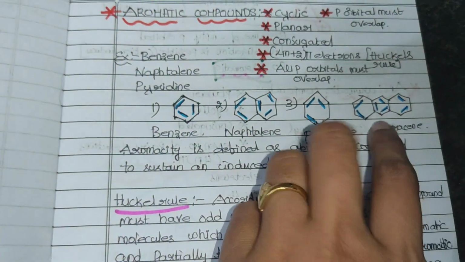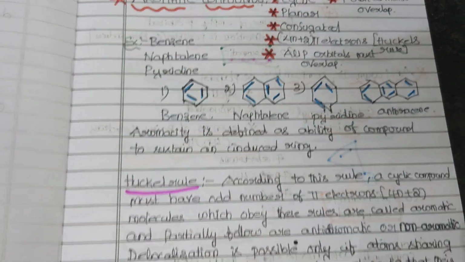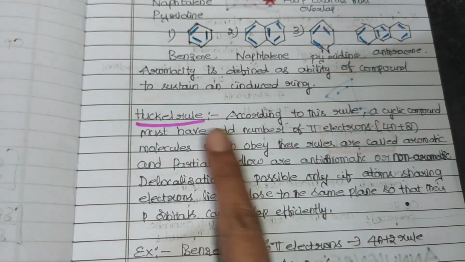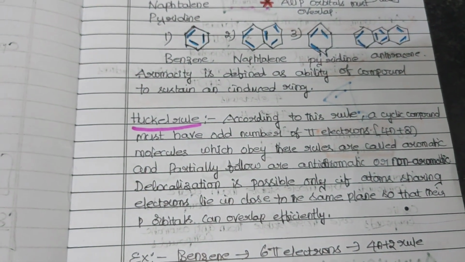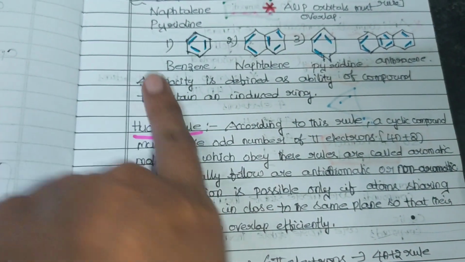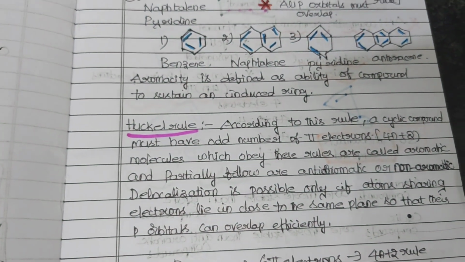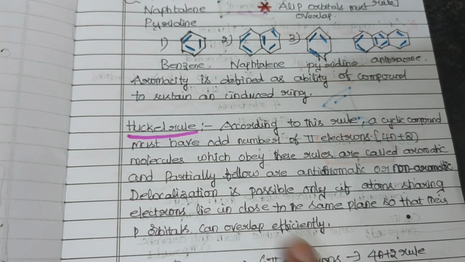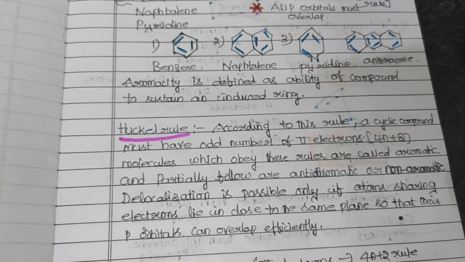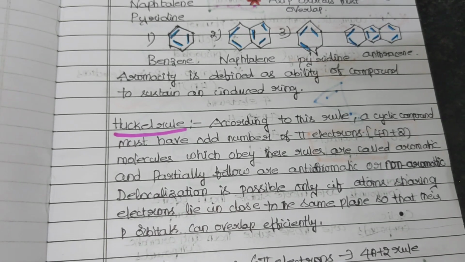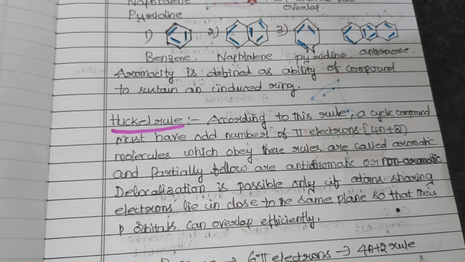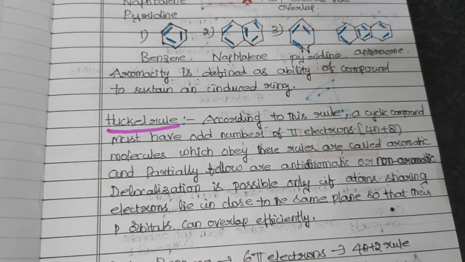So I told Huckel's rule, it should follow Huckel's rule. What is that Huckel's rule? Let's see. So according to this rule, a cyclic compound must have an odd number of pi electron pairs. The molecules which obey this rule are called aromatic compounds, and molecules which obey this rule partially are anti-aromatic or non-aromatic compounds.